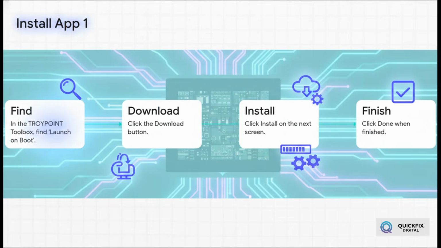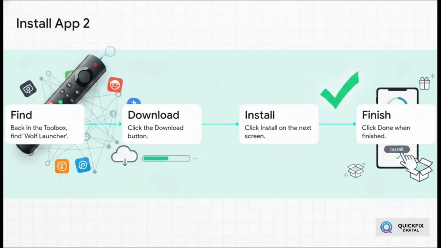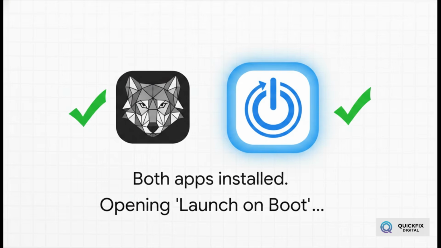Inside the toolbox, scroll down and find Launch on Boot. Go ahead, download and install that one. All right, next up, back in the toolbox, find Wolf Launcher itself. Install it the exact same way. Awesome. Both apps are installed.